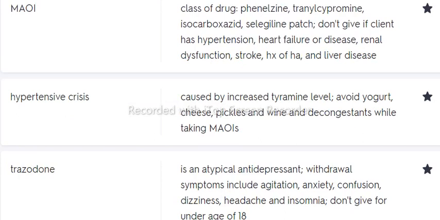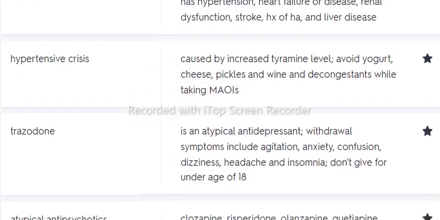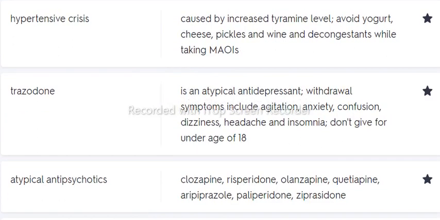Hypertensive crisis. Caused by increased tyramine level. Avoid yogurt, cheese, pickles, wine, and decongestants while taking MAOIs. Trazodone is an atypical antidepressant. Withdrawal symptoms include agitation, anxiety, confusion, dizziness, headache, and insomnia. Don't give for under age of 18.